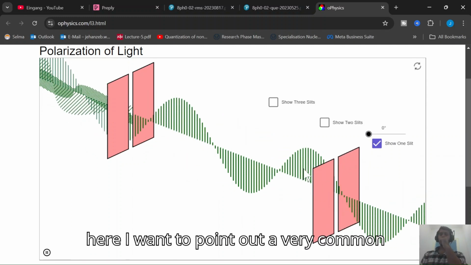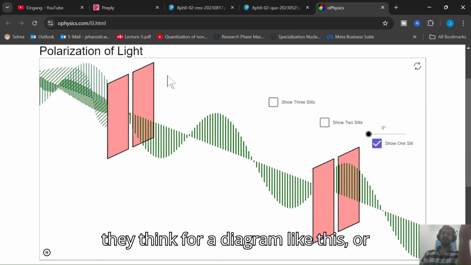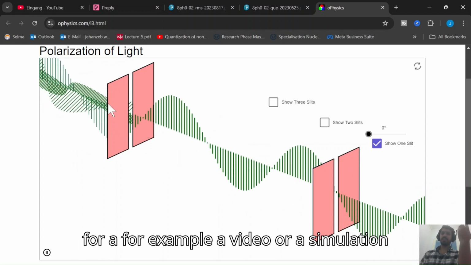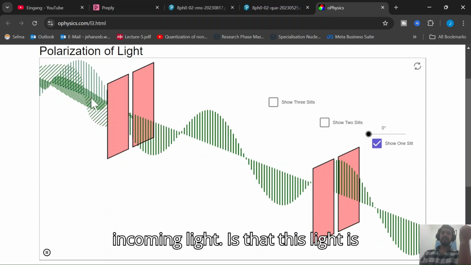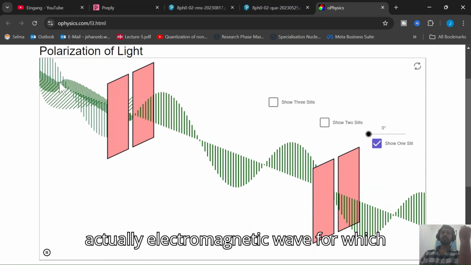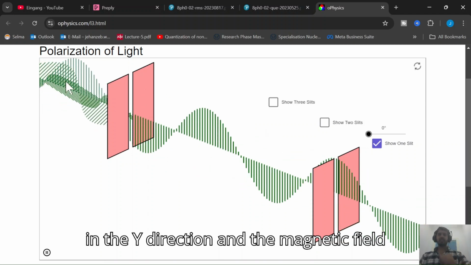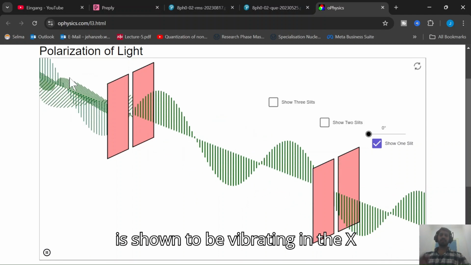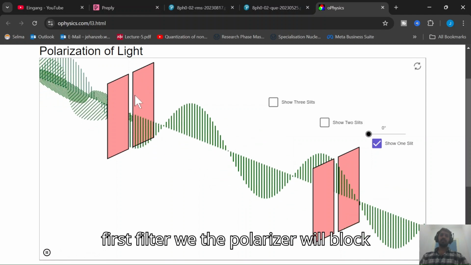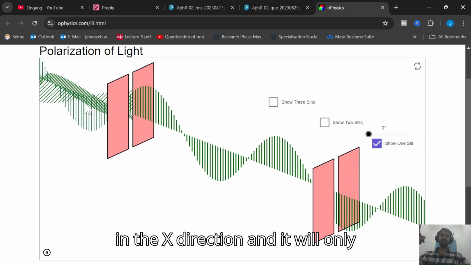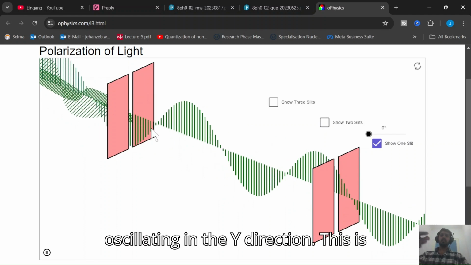Now here, I want to point out a very common misconception that students have. What they think for a diagram like this, or for example, a video or a simulation like this, about this incoming light is that this light is actually an electromagnetic wave for which the electric field, for example, is vibrating in the Y direction, and the magnetic field is shown to be vibrating in the X direction. And after passing through the first filter, the polarizer will block the magnetic field, which is oscillating in the X direction, and it will only allow, for example, the electric field oscillating in the Y direction.